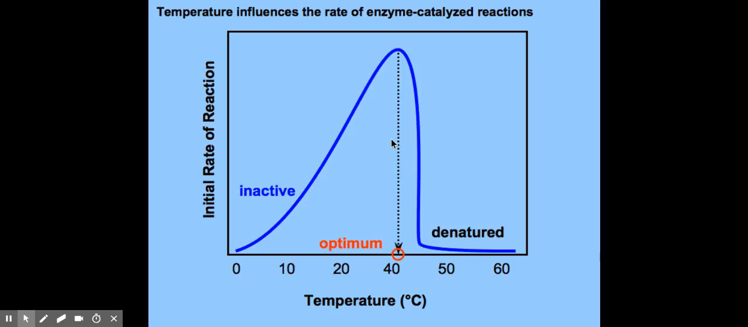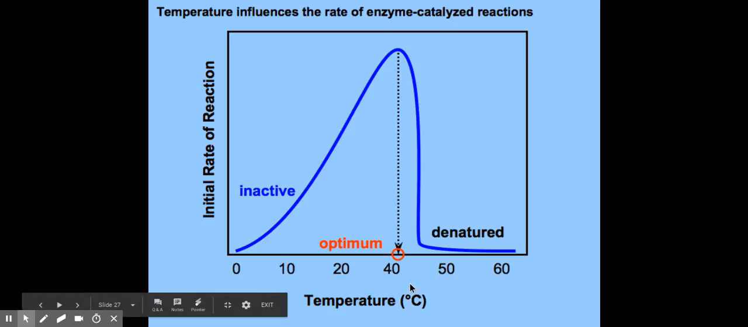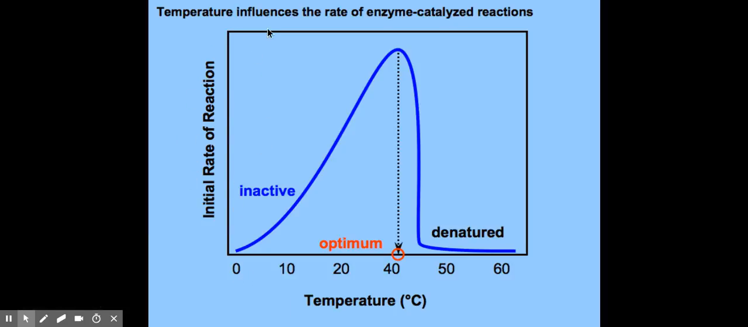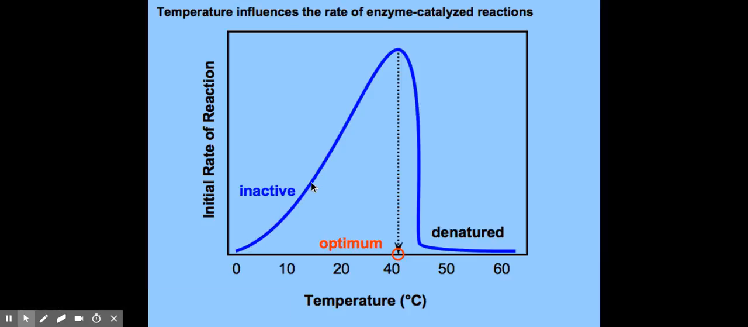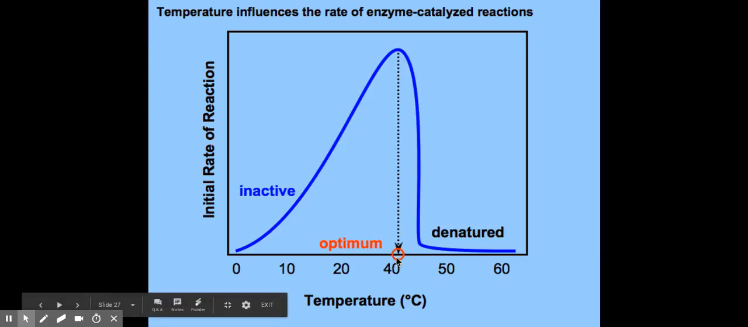Now we want to look at some different factors that affect enzyme activity. So the first thing we'll look at is temperature. On the x-axis of this graph, you see temperature. And on the y-axis, you see the rate of enzyme reaction. And what you see is that the enzyme is inactive at very low temperatures. And as temperature rises, the enzyme activity will steadily increase until it reaches a peak activity, and that's called the enzyme's optimum temperature. So in this case, it's around 41 or 42 degrees Celsius.